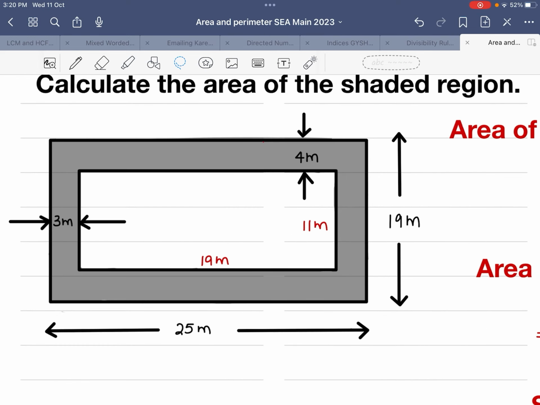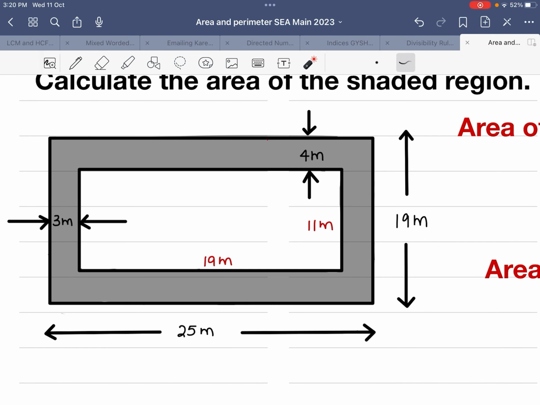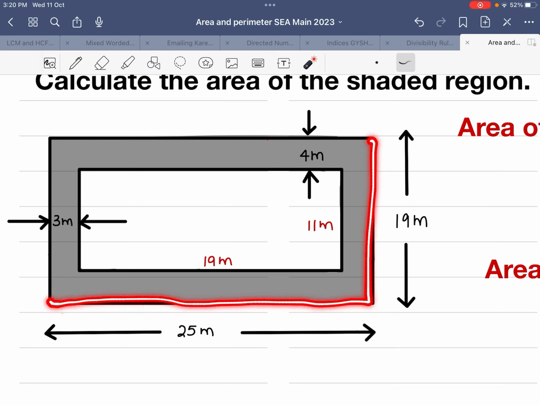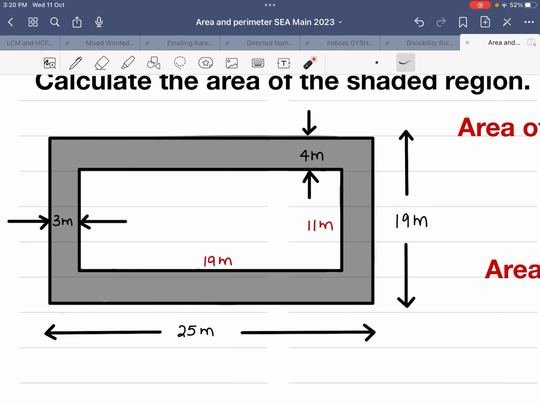So we are given the outer rectangle's dimensions, so we have the width and we have the length. We also have the border width, 4 meters and 3 meters. So we can assume that this is 3 meters and this is also 4 meters, since it wasn't given. So we need to determine the length of the inner rectangle and the width of the inner rectangle. We just worked on that, so that shouldn't be difficult.